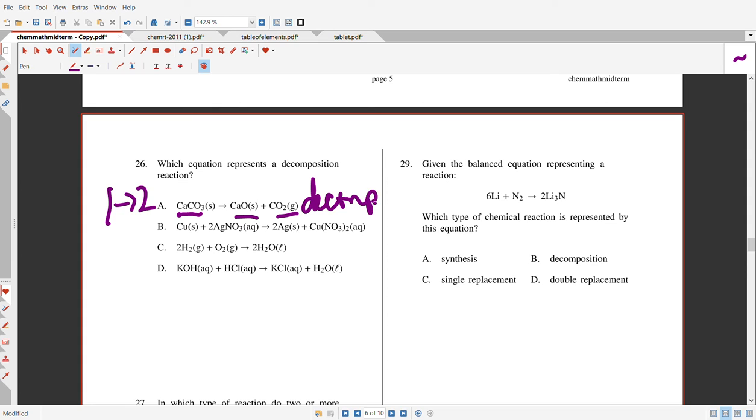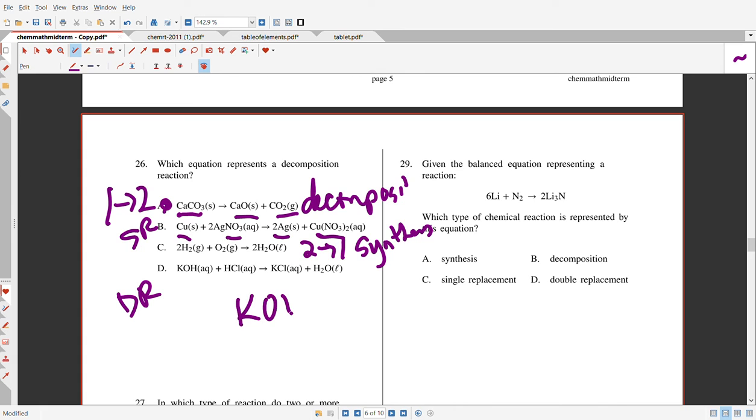Decomposition. Yeah, decomposition. Let's see, this is 2 going to 1. So that one's called synthesis. And then this one's single replacement, this one's double, because he's alone and he's with the NO3. Now he's alone and he's with the NO3. And here, double replacement looks like this. If you put the 2 guys on the left on top of each other and they switch, now K's with the Cl and H is with the OH.